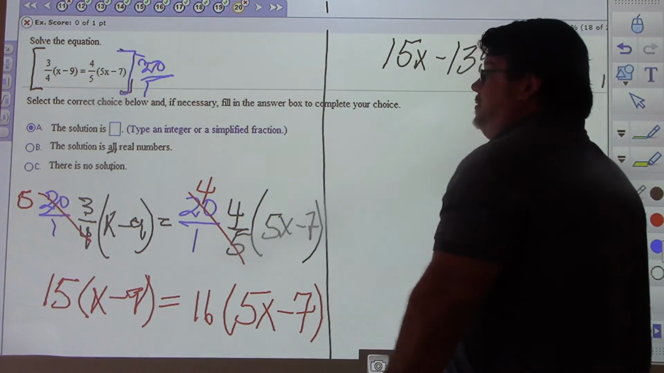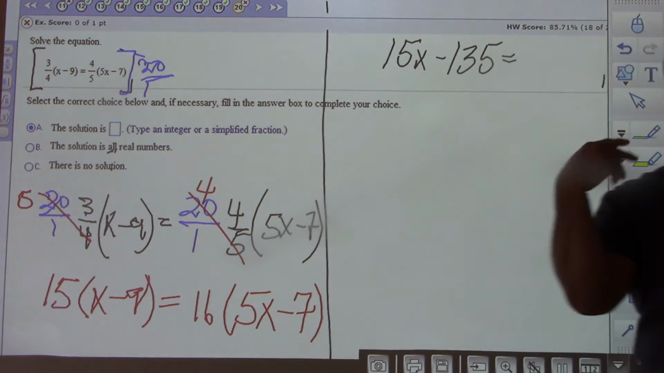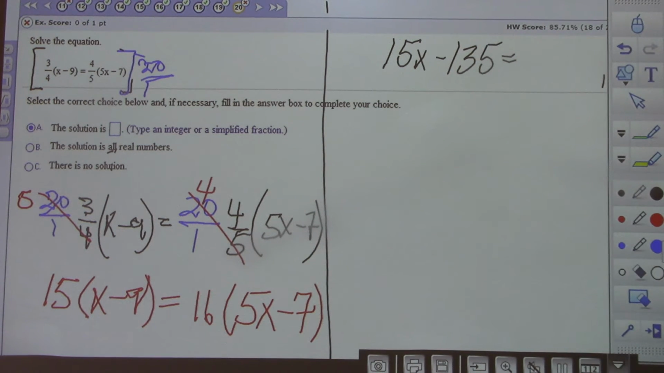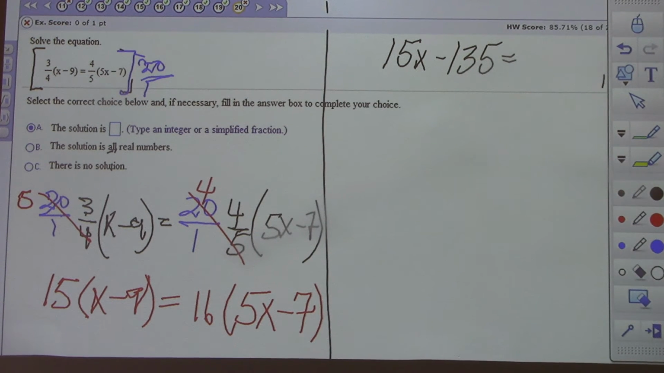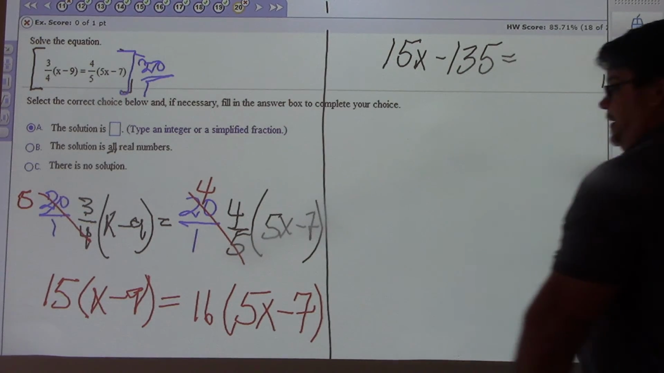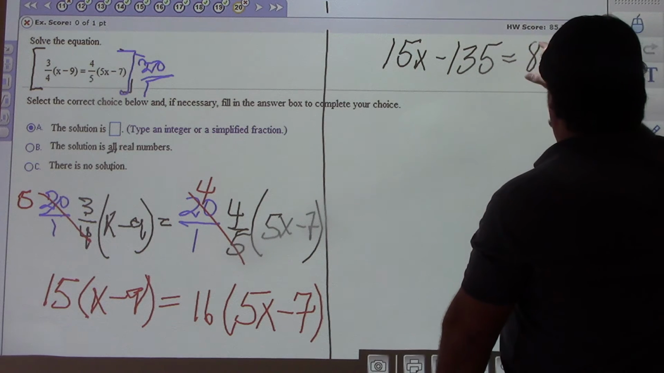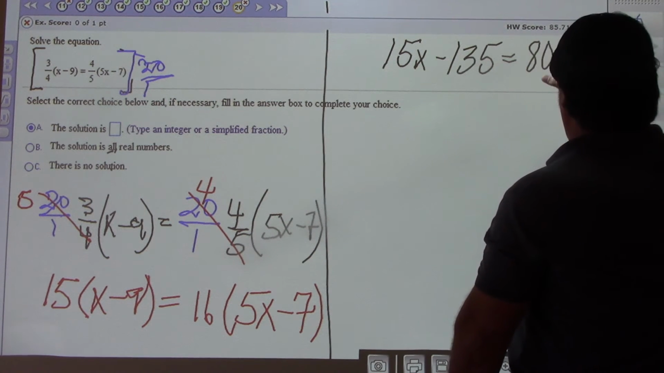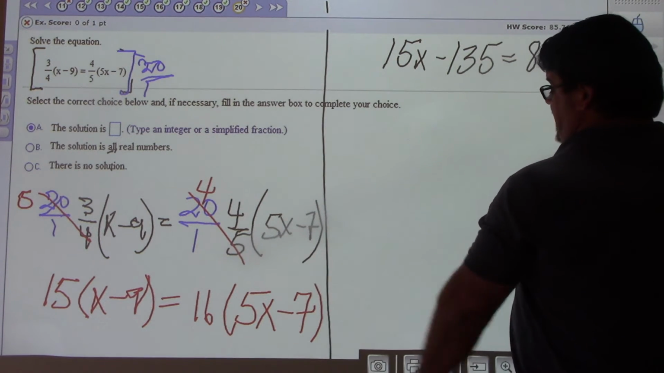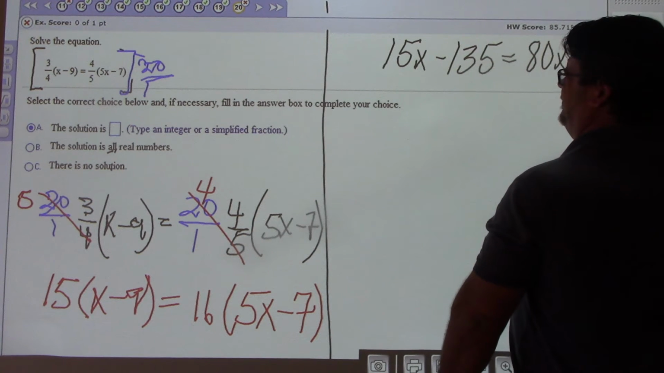Some of you may have noticed that after you start using your head to do multiplication, you can do multiplication in your head faster. It's an amazing concept. 16 times 5 is what? 80? And 16 times 7 is what? 112?